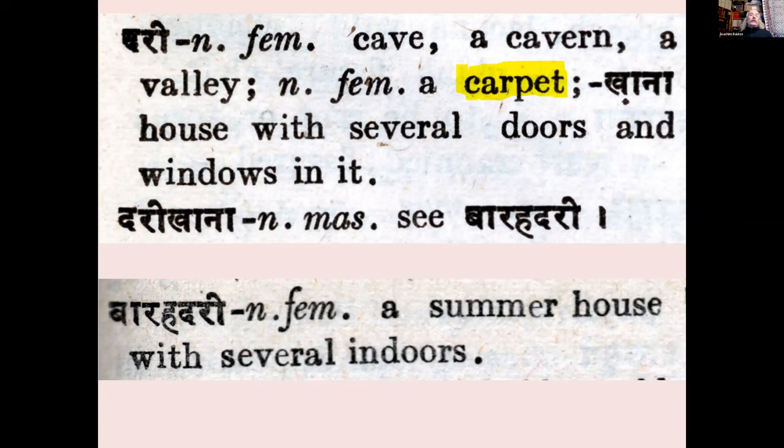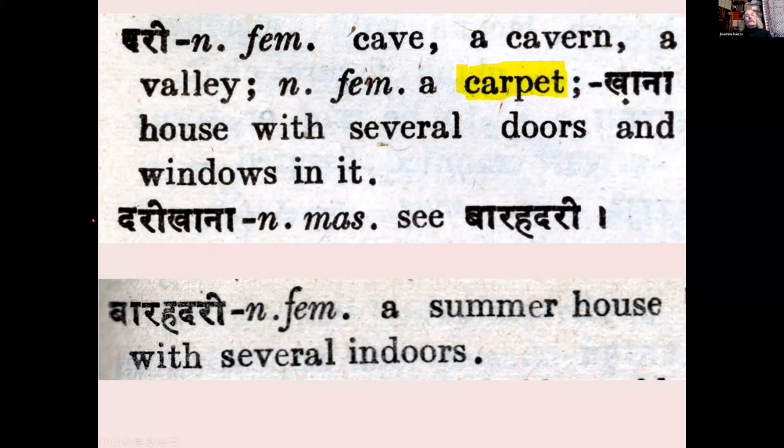Now, what means Dari? What means Darihana? Dari is translated in some dictionaries as cave, cavern. But for us, it is important that we say carpet. But Darihana, house with several doors and windows in it, doesn't make sense. That is not automatically the Darbar Hall.